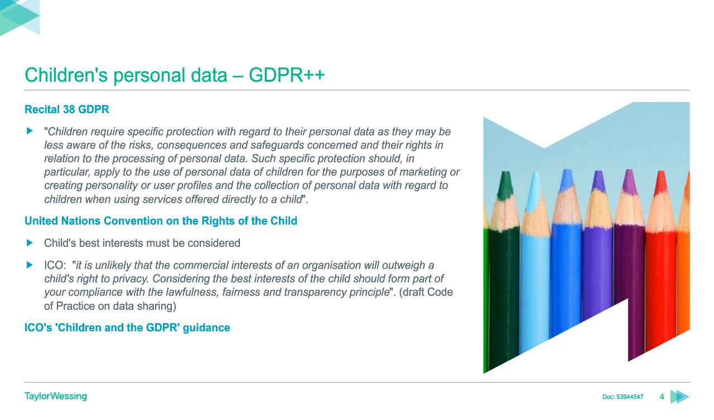The ICO also points to the United Nations Convention on the Rights of the Child, which requires that the best interests of the individual child be considered. In the draft code of practice on data sharing, the ICO says, "It's unlikely that the commercial interests of an organization will outweigh a child's right to privacy. Considering the best interests of the child should form part of your compliance with the lawfulness, fairness, and transparency principle."